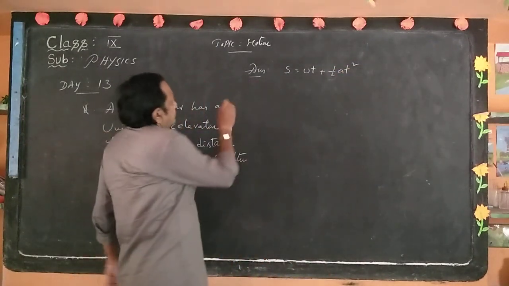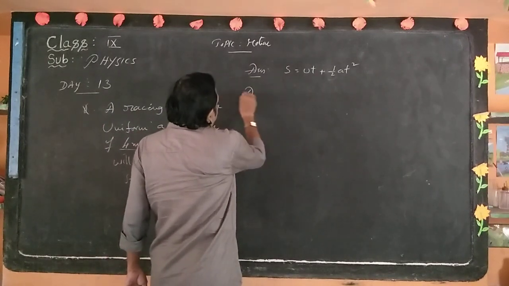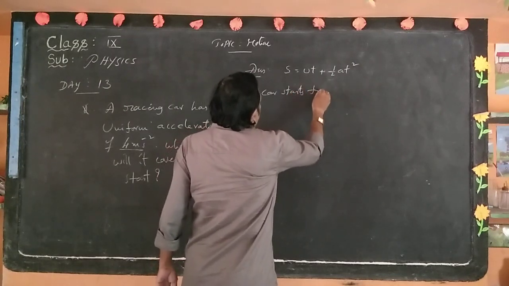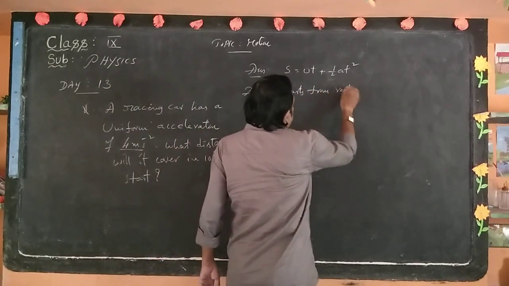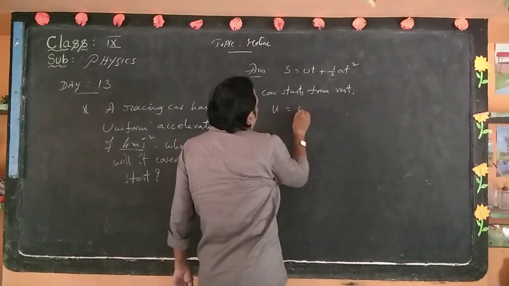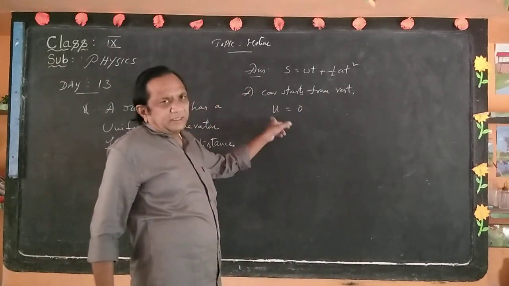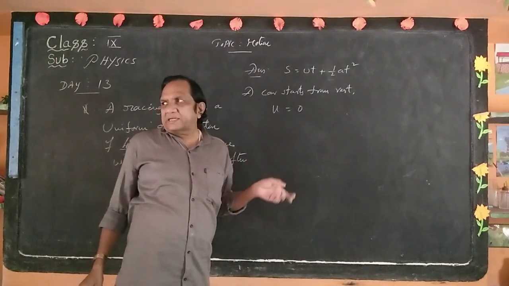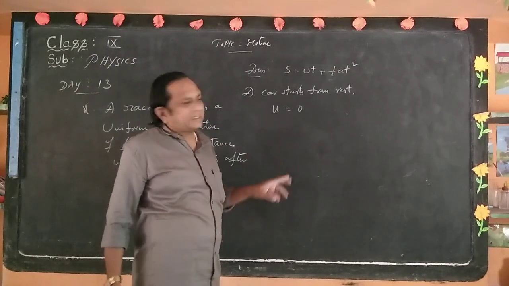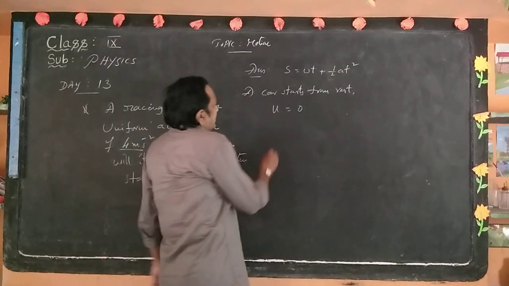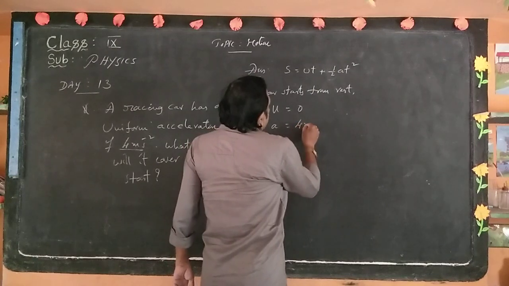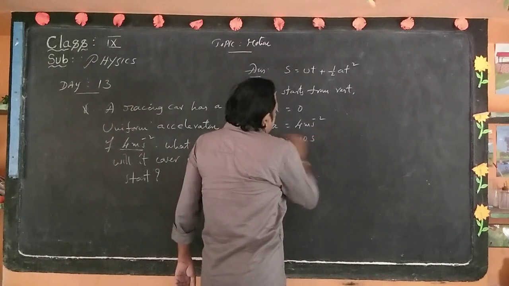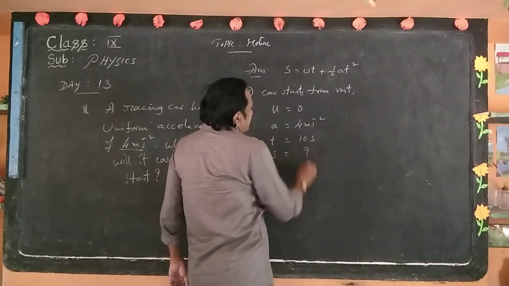A car starts from rest. Remember the terms: u is initial velocity, v is final velocity, a is acceleration, t is time, s is distance. So u is equal to 0, acceleration a is equal to 4 meter per second square, time taken is equal to 10 seconds. Then the distance traveled is equal to how much?